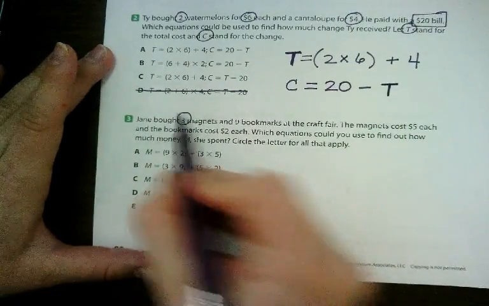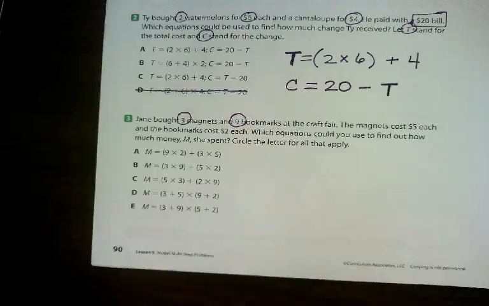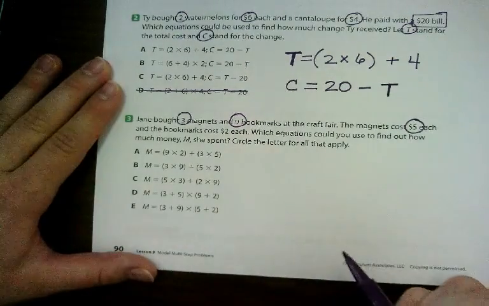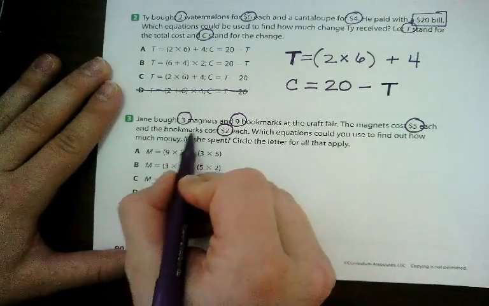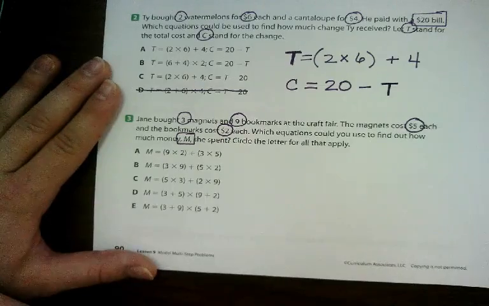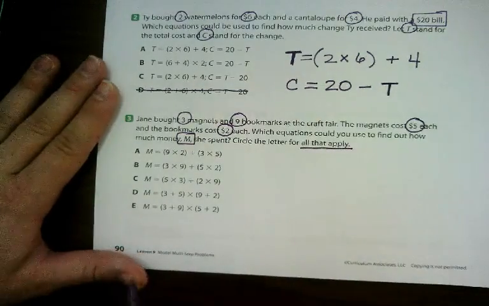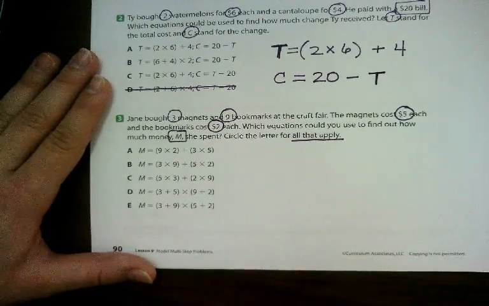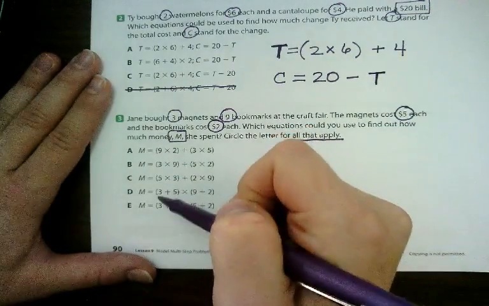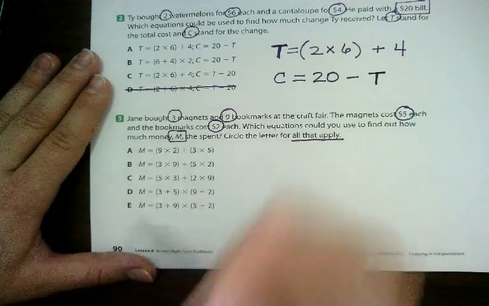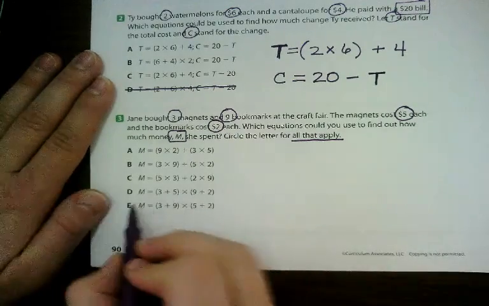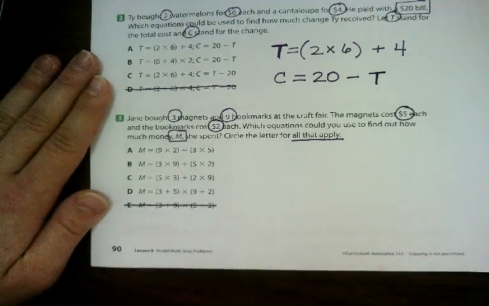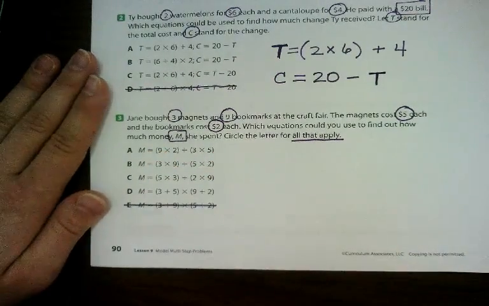Number 3. Jane bought 3 magnets and 9 bookmarks at the craft fair. The magnets cost $5 each and the bookmarks cost $2 each. Which equation could you use to find out how much money M she spent? Circle the letters for all that apply. I am telling you there are 2 letters. You will circle 2 of these letters. Okay, 2 letters. When we look at this, it is not E. It will be A, B, C, or D. It will be 2 of those 4.